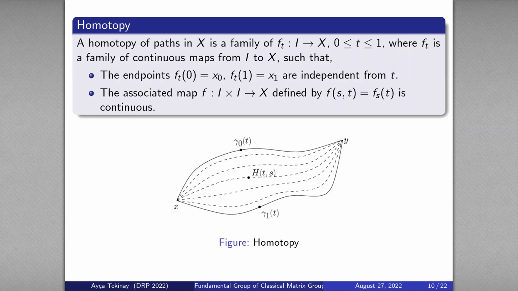The formal definition of homotopy is like that. A homotopy of paths in X is a family F_t, where F_t is a family of continuous maps from I to X. And the properties are like that, but the intuition is that from gamma sub 0 to gamma sub 1, you can continuously deform one into the other, so they are homotopic.